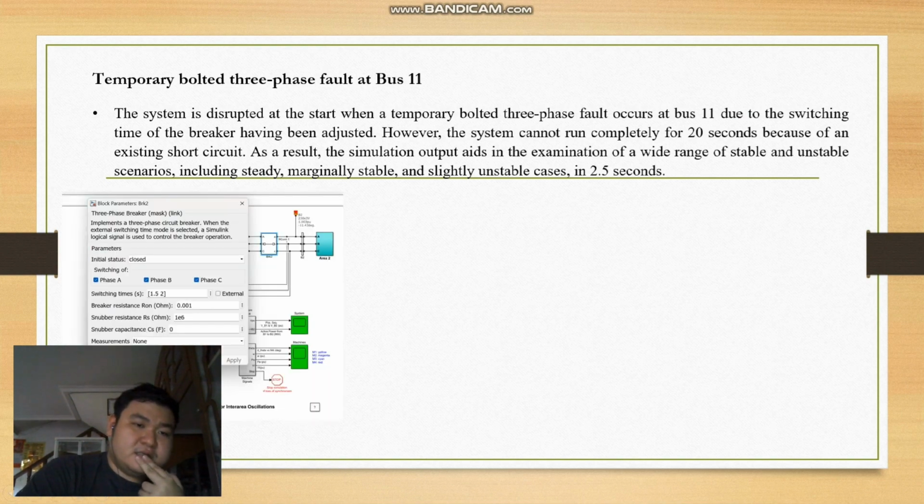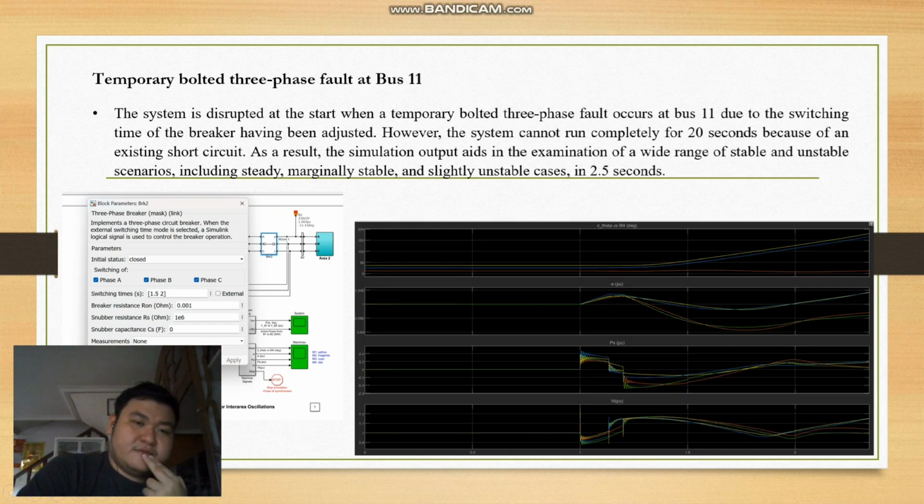So here we change the switching time at the bus level, and this is the result of the graph. Here, it's all for me.